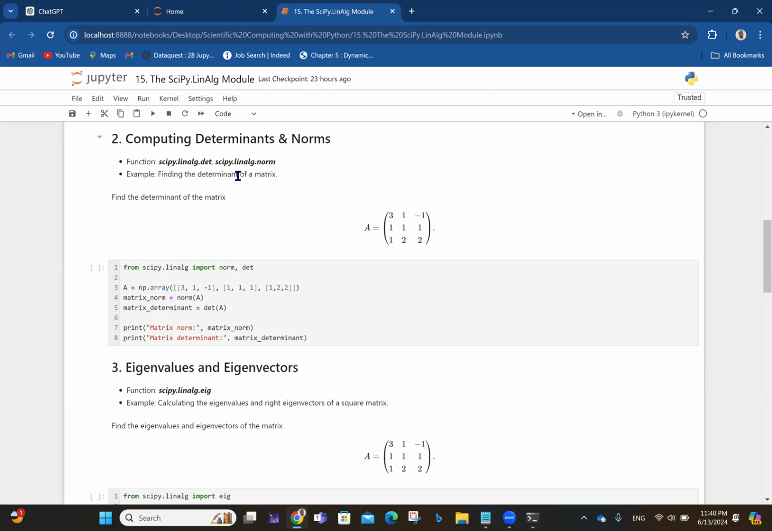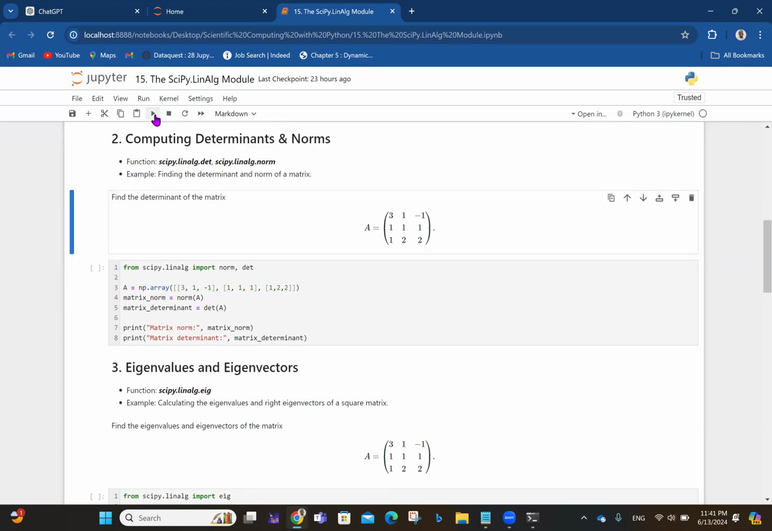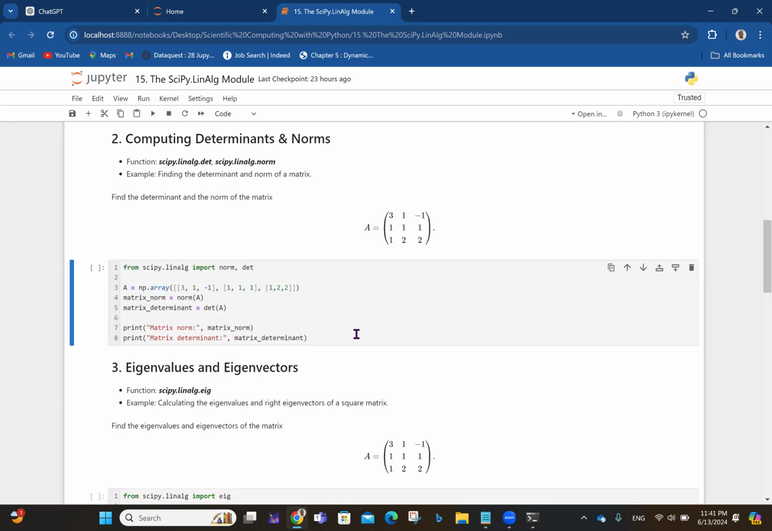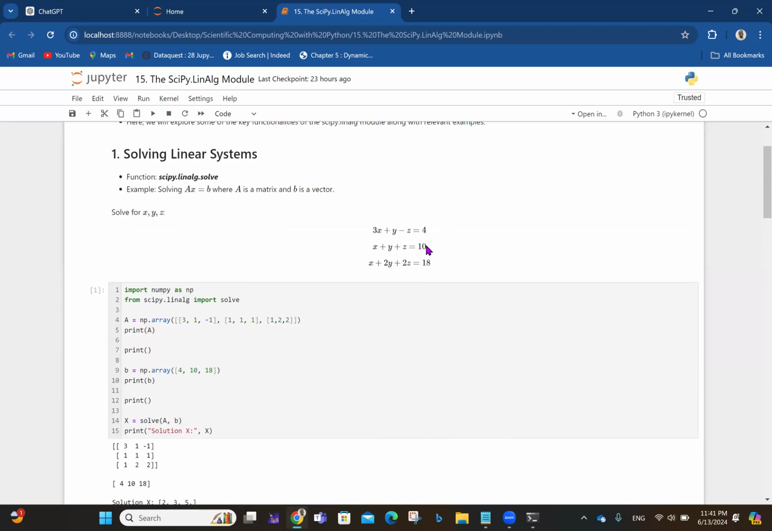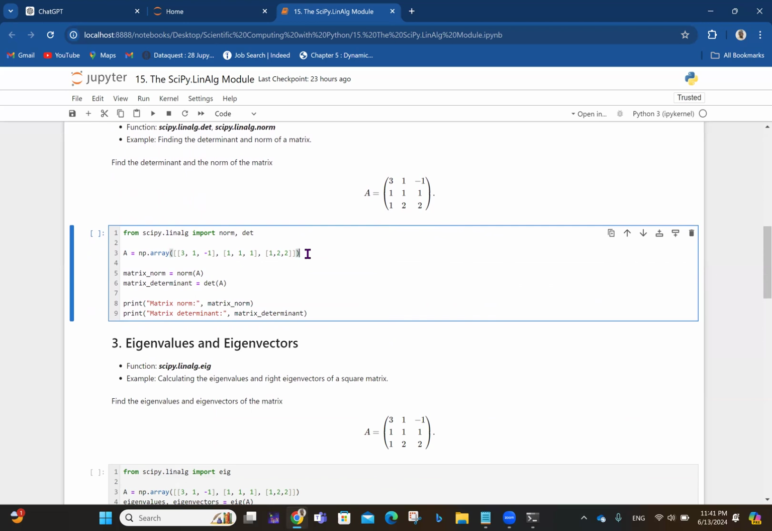Okay, so the example is to find the determinant and norm of a matrix. The same matrix we worked on before, we now want to find the determinant and the norm of that matrix, like that. Again, you have extracted the coefficients of the matrix, right? So this matrix A is actually the coefficients of the variables you had up there. So you just declare that, just like what we had before.